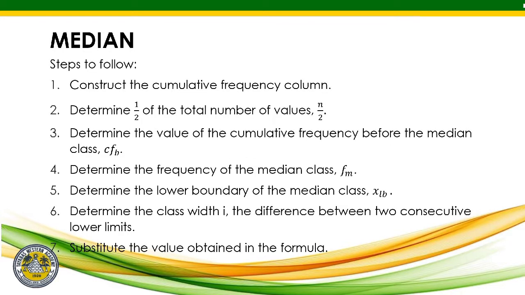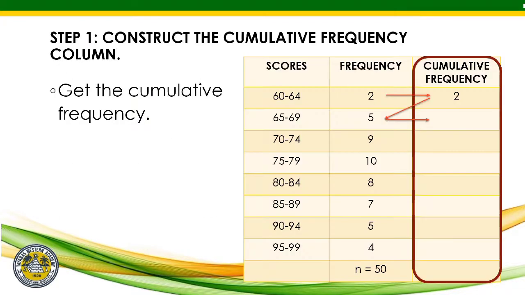Then we have here the steps to follow. The first one is to construct the cumulative frequency column. The second one is to determine half of the total number of values, or divide the sample size by 2. Then determine the value of the cumulative frequency before the median class, and determine the frequency of the median class. Determine the lower boundary of the median class. Determine the class width or class interval, where we have the difference between 2 consecutive lower limits. And then substitute the values obtained in the formula. So let's move on.